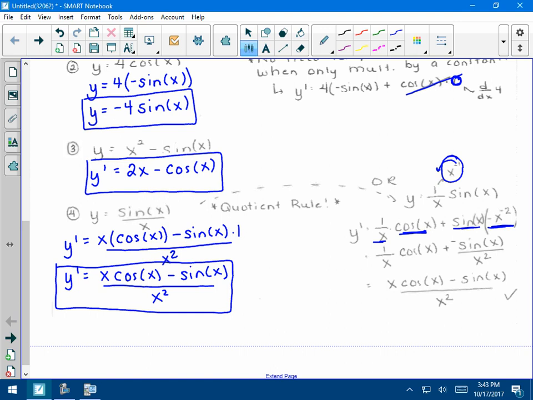And cleaning that up, this is just 1 over x cosine of x. This is the same as saying, keep that negative up top, negative sine of x over x squared. Was that negative 2 power there? And then if I got common denominators, multiply this by another x, I get x cosine of x minus sine of x all over x squared. Same thing I got. So you can look at it either way you want. I think quotient rule makes this one a little bit easier. Okay, next page.